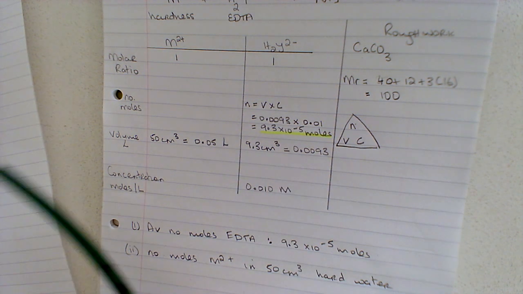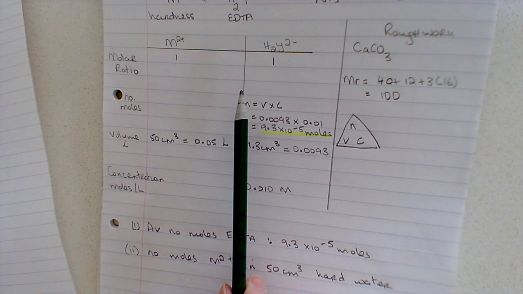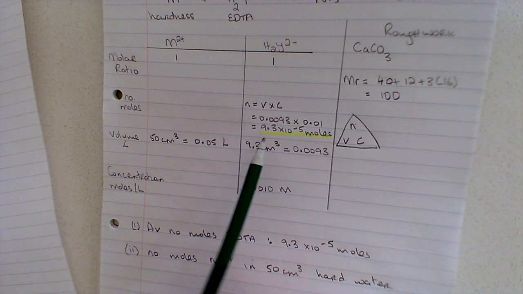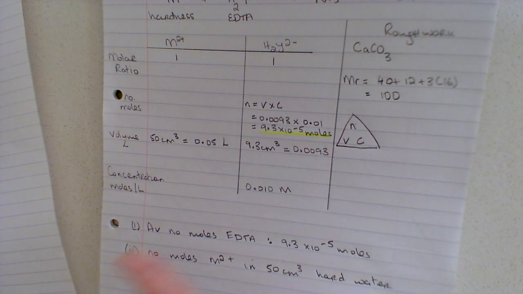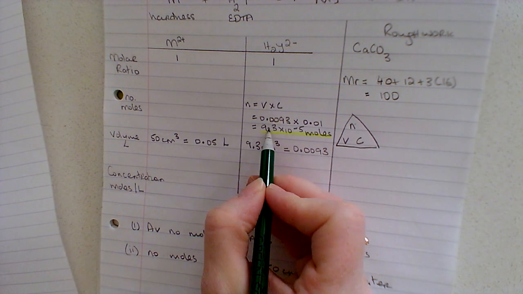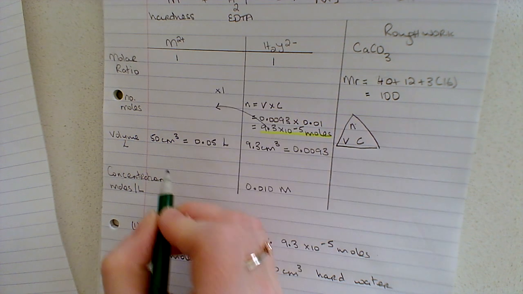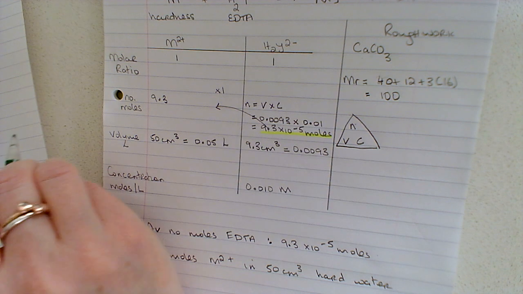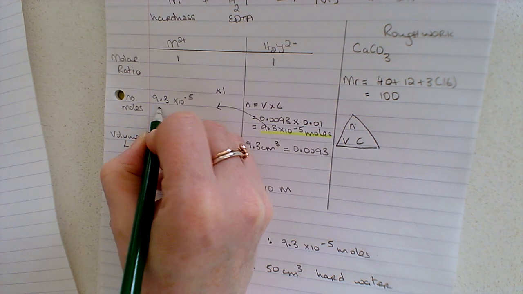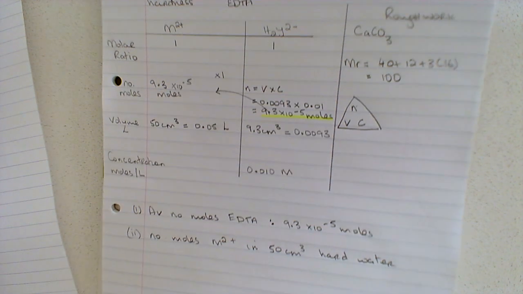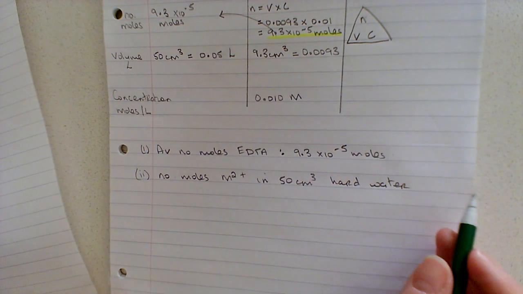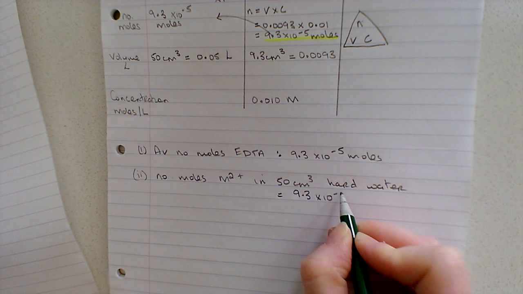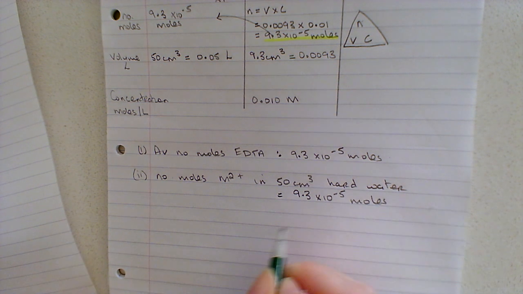Now, based on my molar ratio, I know there's a reaction ratio there of 1:1. So we have the same number of moles in this titration of each. So if I have 9.3 by 10 to the minus 5 moles of my EDTA, I have the same number of moles. So I'm multiplying by 1 in this instance, okay? So I have 9.3 by 10 to the minus 5 moles of my M2 plus ion. So let's write that down here. So the answer here is 9.3 by 10 to the minus 5. Don't forget my units are moles.